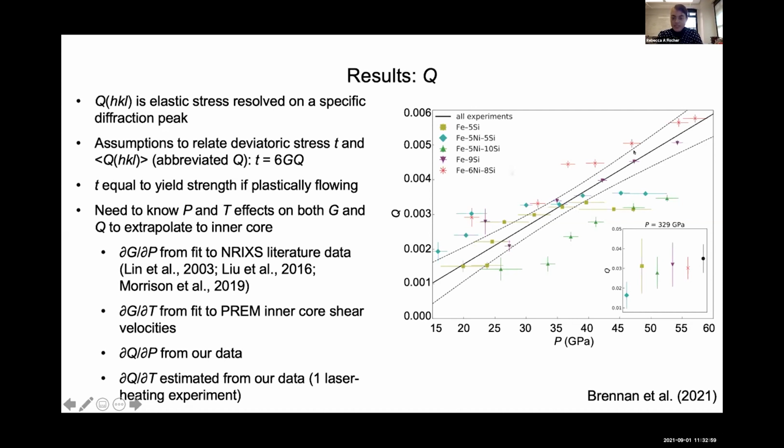Initially, we tried fitting each composition separately, and we extrapolated them to the inner core, and this is what we found for Q. 4 of them were completely indistinguishable. One was a little lower, but still overlapped within uncertainty. So going forward for the rest of this talk, I'm going to be using results from a fit shown by this black line, which is just a fit to all of the data, since they all seem to be fairly consistent. And then we also need dQdT, which we estimated from our 1 laser heating experiment, although that's something we'd like to follow up on later.